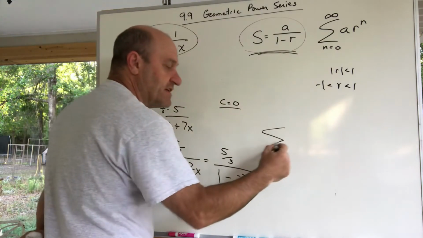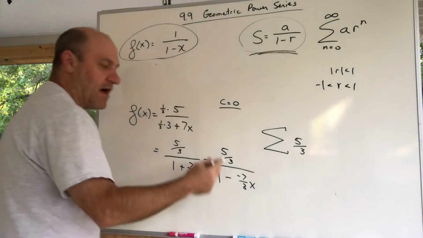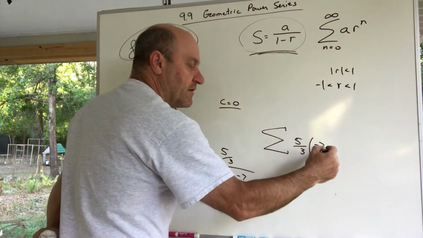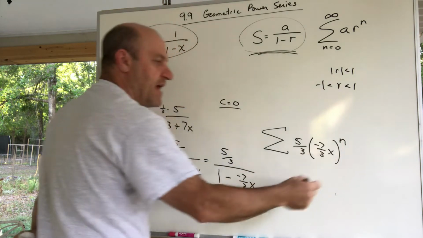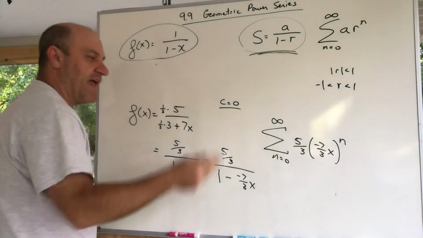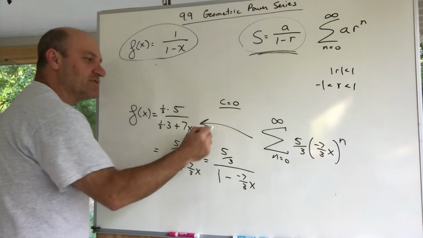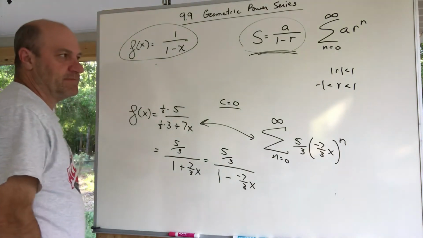Again, I can write this as a geometric power series. A little more complicated, but not too difficult at all. There's my r to the n. There's my A. We start these at 0 to infinity. And this series is this original function for a certain interval of convergence.